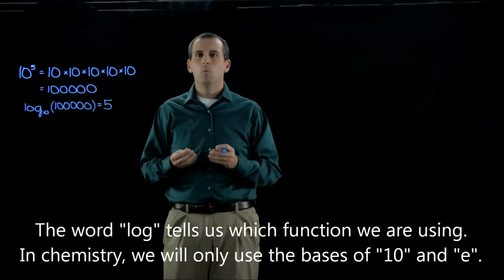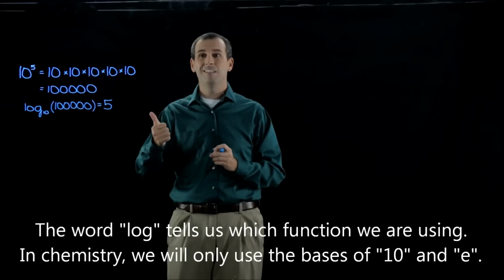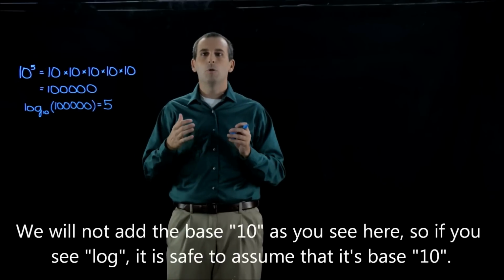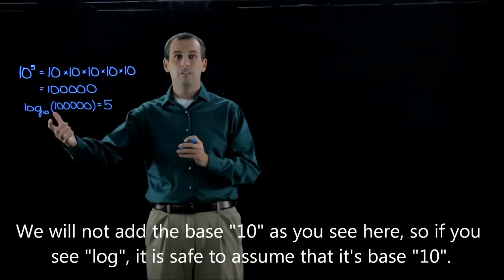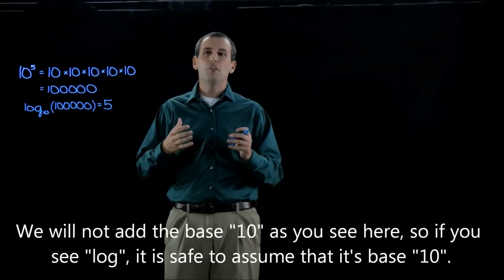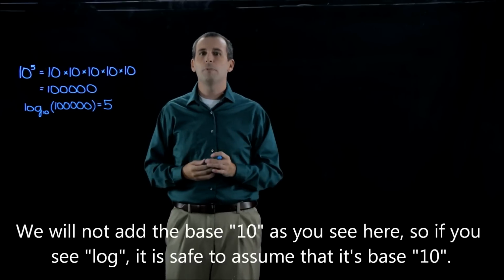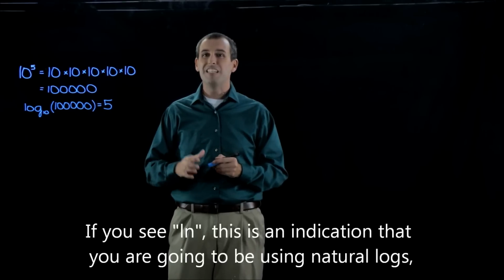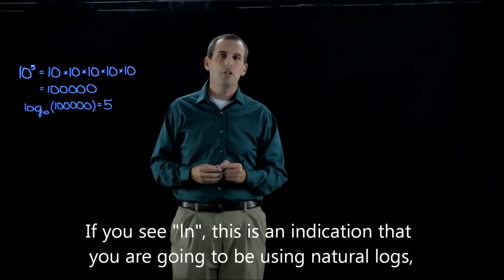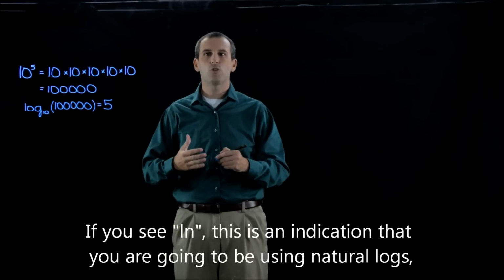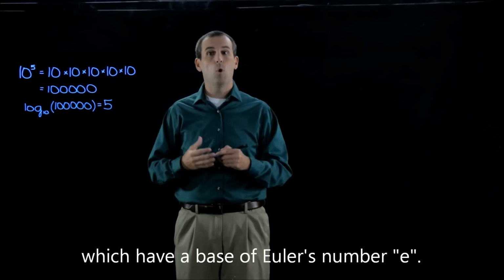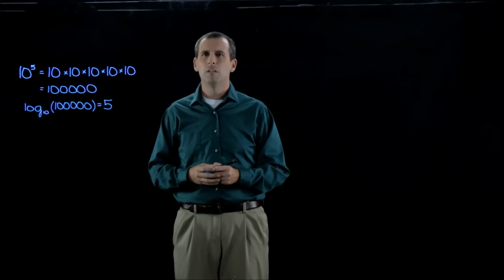In chemistry, we will only use the bases of 10 and e. We will not add the base 10, as you see here. So if you see log, it is safe to assume that it's base 10. If you see ln, this is an indication that you are going to be using natural logs, which have a base of Euler's number, e.